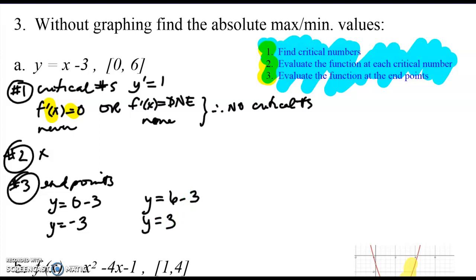So the maximum of this function looks like y equals 3, and the absolute minimum is negative 3. Let's move on to the next one.